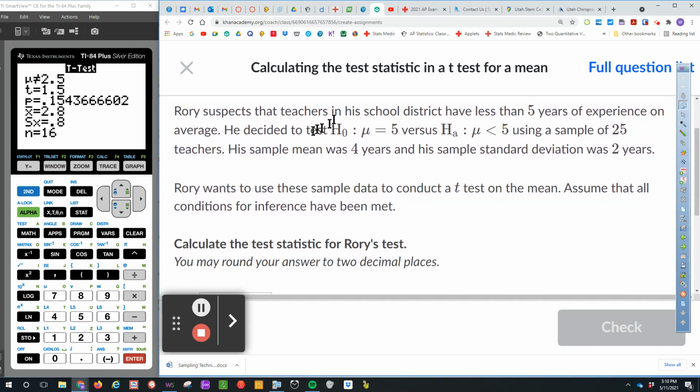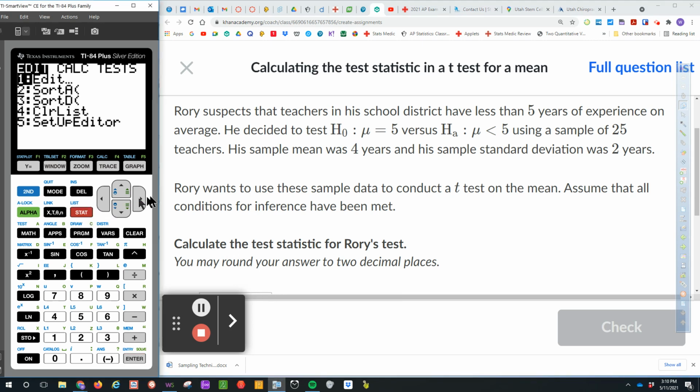Rory suspects that teachers in his school district have less than 5 years of experience on average. He decides to test that the population mean of the years of experience for teachers in his school district is 5, versus the alternative hypothesis that it's less than 5. Using a sample size of 25 teachers, his sample mean was 4 years and his sample standard deviation was 2. Rory wants to use the sample data to conduct a t-test on the mean, assuming that all conditions for inference have been met. So I haven't seen the options down below.